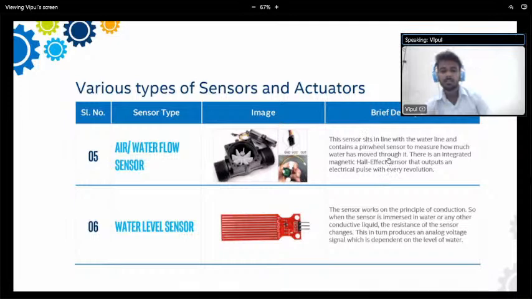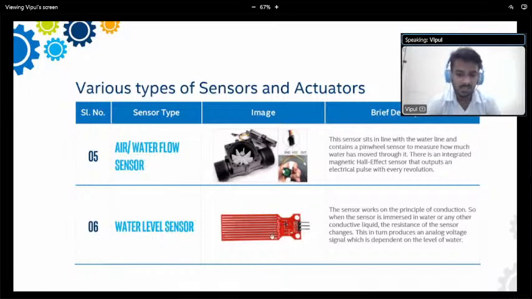So we can get data like how much water we have wasted. Suppose you have connected it to a tank, in one day you can get how much water you have utilized in one day or one month or something like that, and with what pressure the water is coming. You can make that kind of project with this water flow sensor. So it uses the magnetic Hall effect phenomenon. The Hall effect is nothing but measuring magnetic fields generated by any conductor.